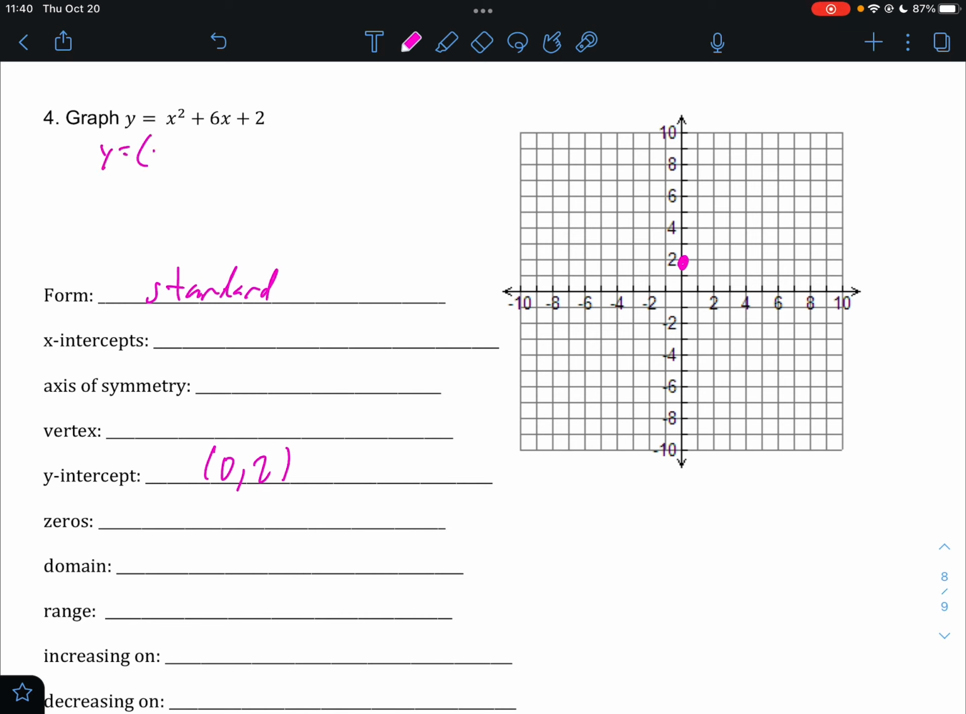So I'm going to put this in vertex form by completing the square, right? 3 squared is 9, so add 9 there, subtract 9 there. And there's our vertex form, which means our vertex is at negative 3, negative 7, and our axis of symmetry is x equals negative 3.